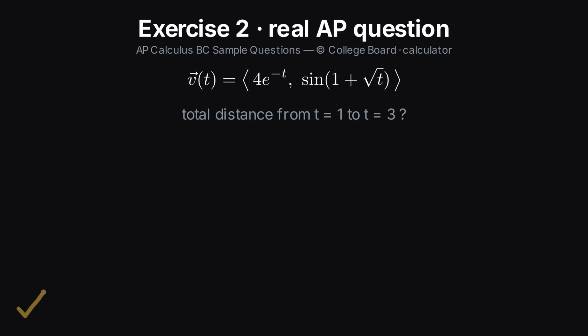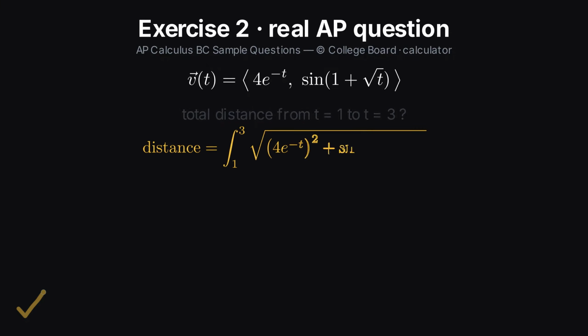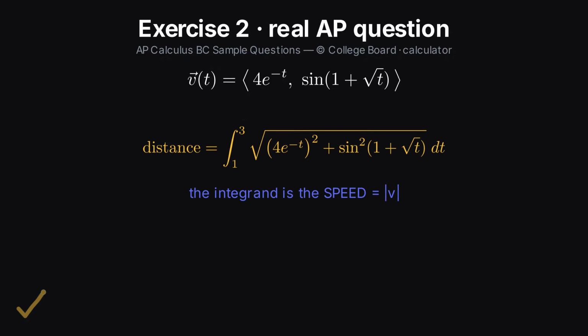Exercise 2, also real, and this one's calculator active. A particle's velocity vector is (4e to the minus t, sine of 1 plus root t). Find the total distance it travels from t equals 1 to t equals 3. Total distance is the integral of the speed. So set up the integral from 1 to 3 of the square root of (4e to the minus t) squared plus (sine of 1 plus root t) squared dt.